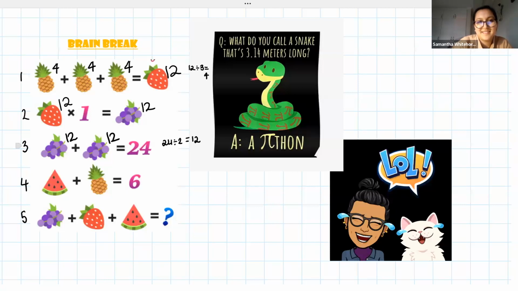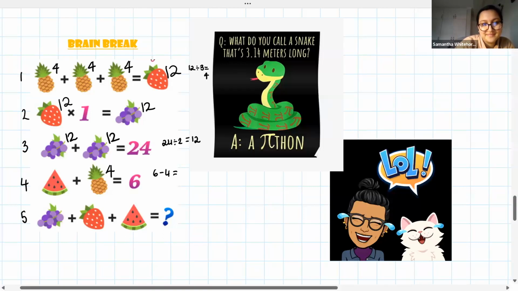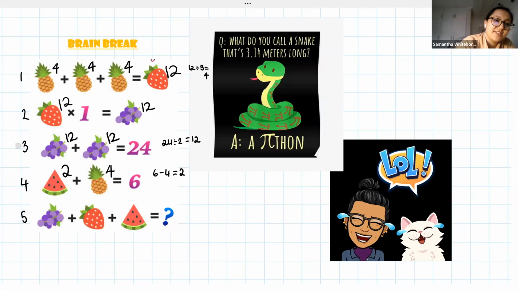So now we go to number 4. And the answer for number 4 is 6. So you're going to take 4. We're going to use inverse operation, and you're going to take 6 minus 4, which will give you 2, which is the watermelon. Good. Okay, and then we can do the last equation since we have all our numbers, which is number 5, and we're going to take 12 plus 12 plus 2, which would give us 26. Excellent, Tristan. Thank you. That was excellent.